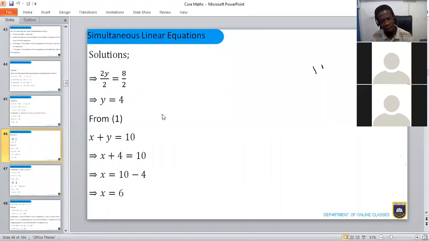So y is now 4. So we need to substitute y, which is 4, into any of the equations, either equation 1 or equation 2. So we are picking equation 1. From equation 1, x plus y is equal to 10. Whenever we see y, we substitute 4 for y. So that will give us x plus 4 is equal to 10. Then we solve for x. That will give us x equals 10 minus 4. Then we have x equals 6.